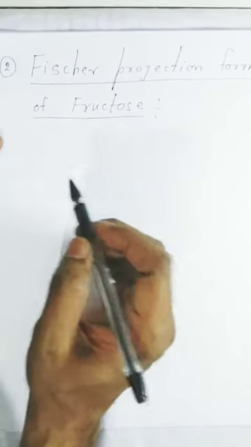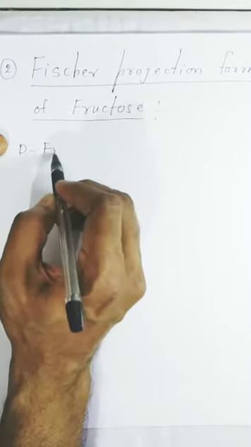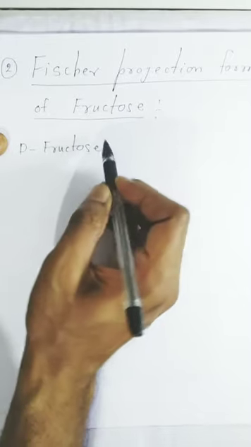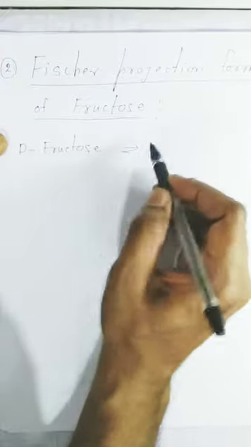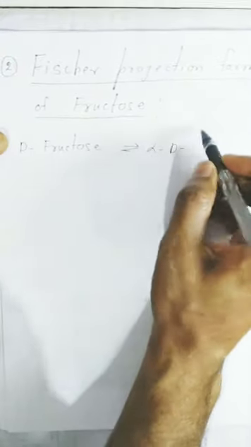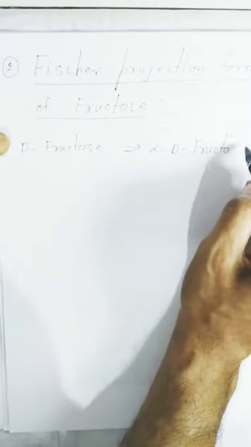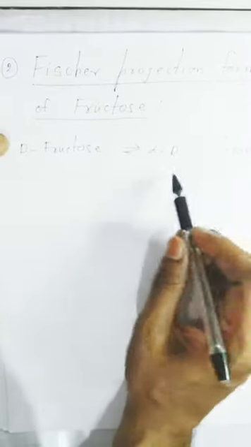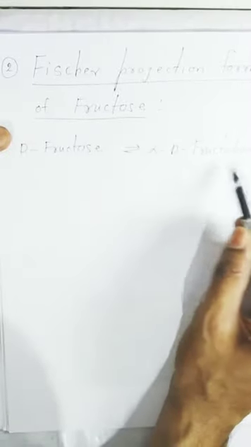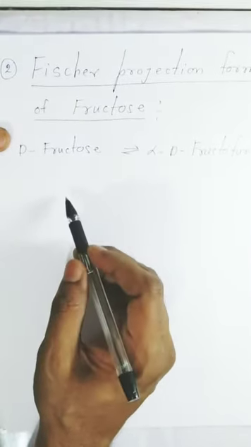Now students, you know D-fructose. How are you going to convert D-fructose into alpha D-fructofuranose? Because in this Fischer projection a furan ring is forming, this type of fructose is called fructofuranose, alpha D-fructofuranose. First we are going to make the D-fructose.